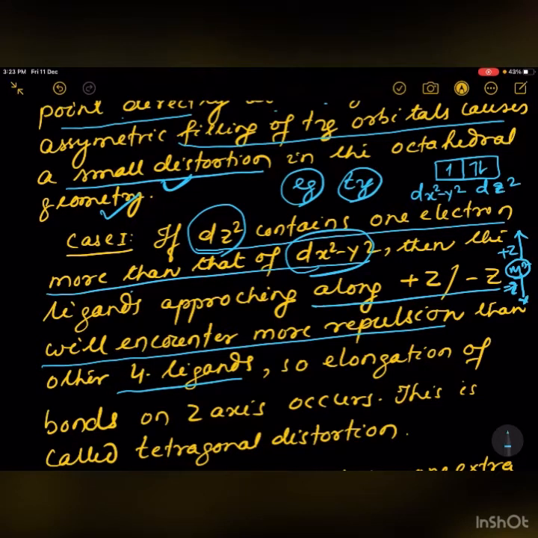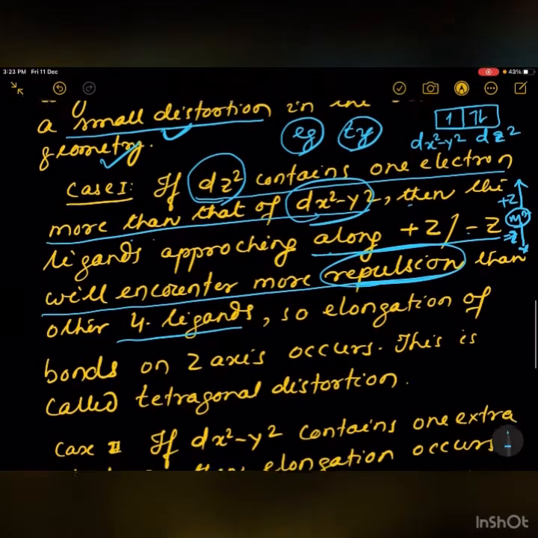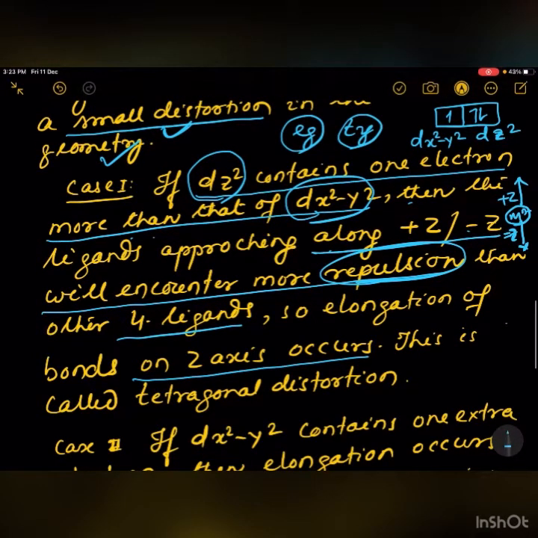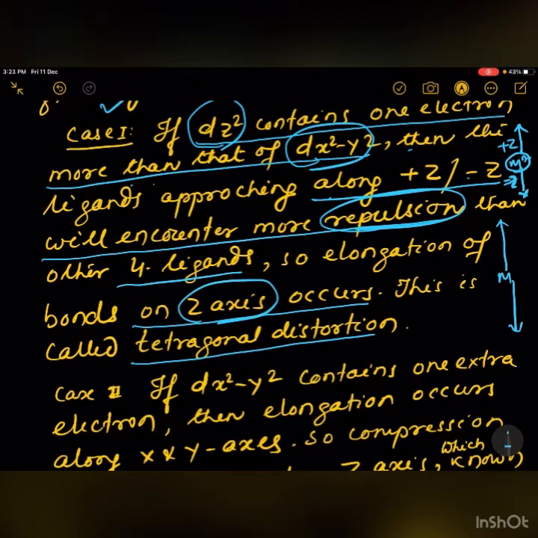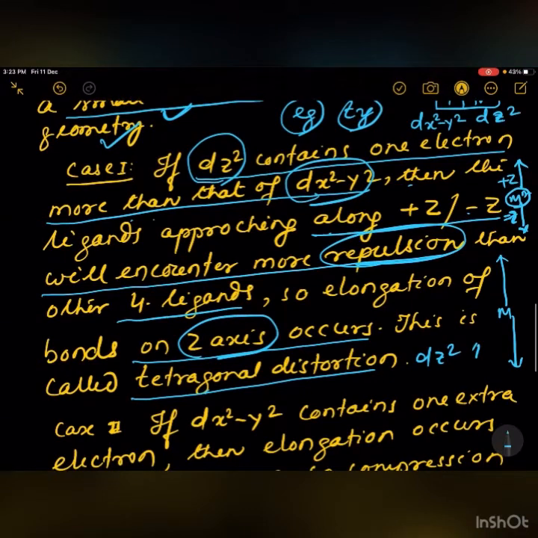And if dz square contains one electron more than that of dx square minus y square, then the ligands approaching along plus Z and minus Z will encounter more repulsion than the other four ligands. So elongation of bonds on the Z axis occurs. So elongation occurs along the Z axis. This is called tetragonal distortion. This tetragonal distortion occurs when dz square contains one electron more than dx square minus y square.